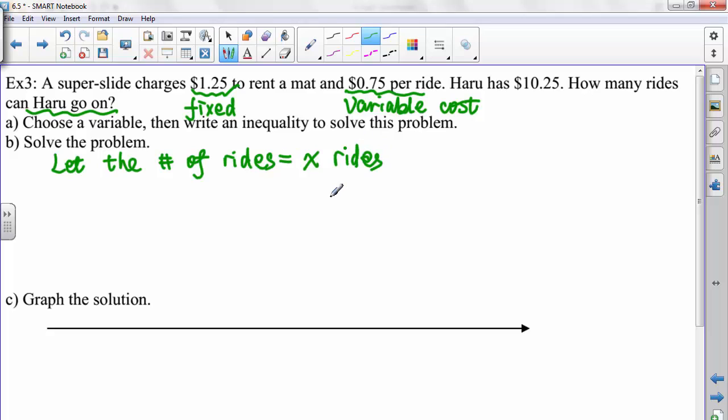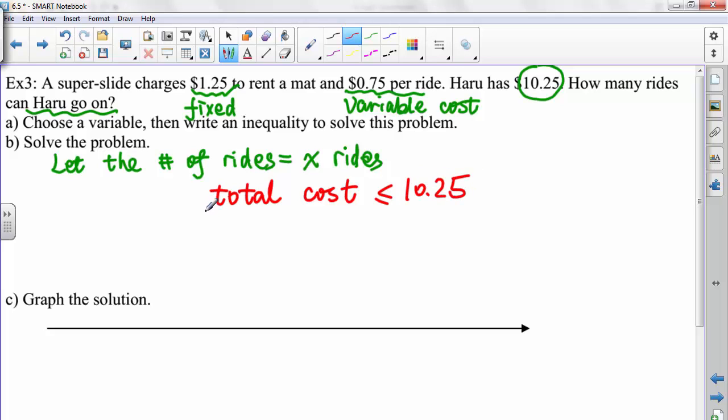So let's just say Haru can take X rides with this total amount of the money he has. So you guys know he only has this much money. That means the total cost he spent cannot be over 10.25. So the total cost should be less than or equal to 10.25.